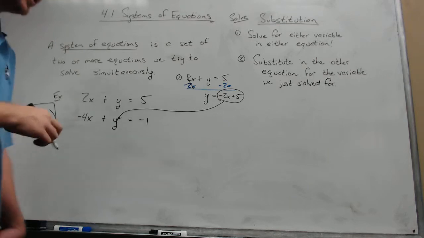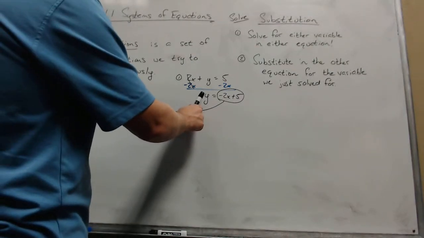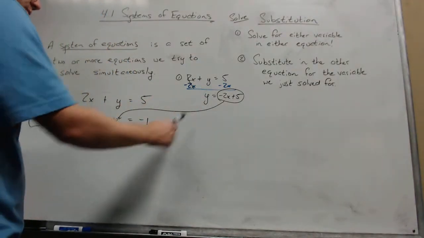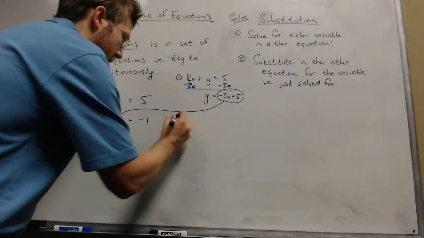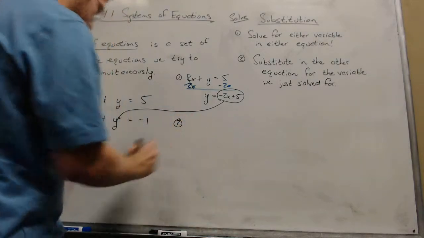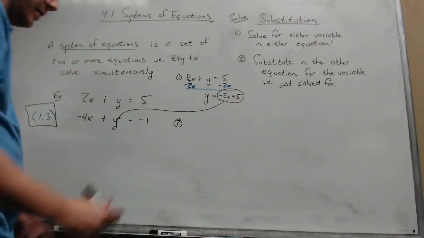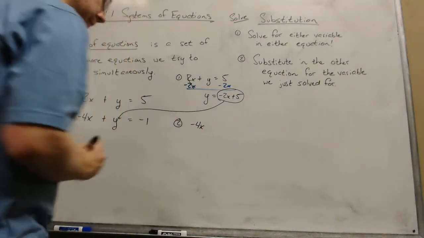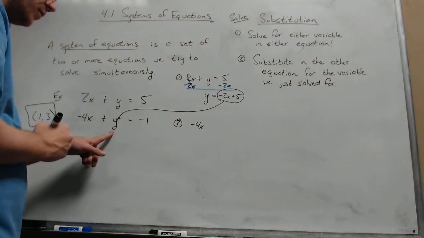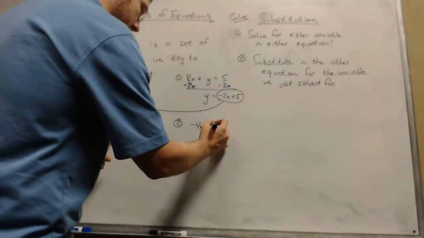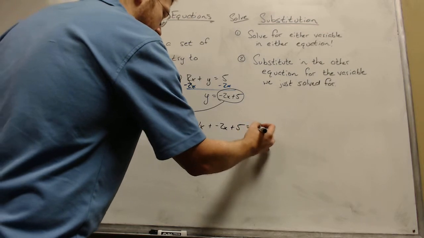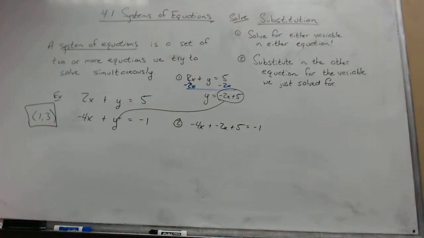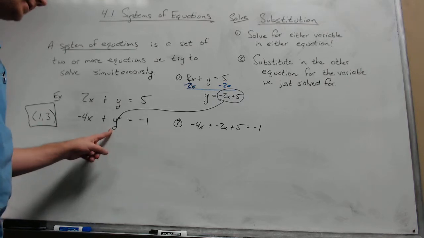Not the greatest sentence, but I think you get the point. We solved for y, so in the other equation, I'm going to replace y with what we now know y to be. So for step 2, instead of negative 4x plus y equals negative 1, we'll have negative 4x. Instead of this y, I'm going to replace it with negative 2x plus 5 equals negative 1. So we got rid of this y by substitution.